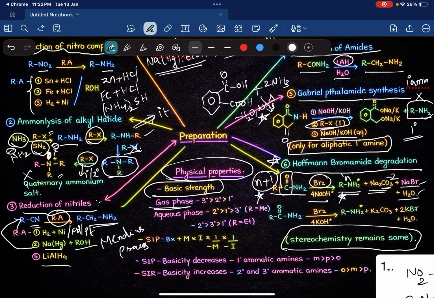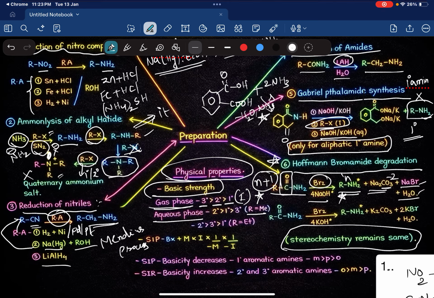So in gaseous phase, tertiary amine is greater than secondary amine, greater than primary amine. Because in gaseous phase only the inductive effect is considered. So wherever more positive I groups are there, the basicity will be more. And in case of aqueous phase, that depends on the alkyl groups, we can decide the basicity of amines.